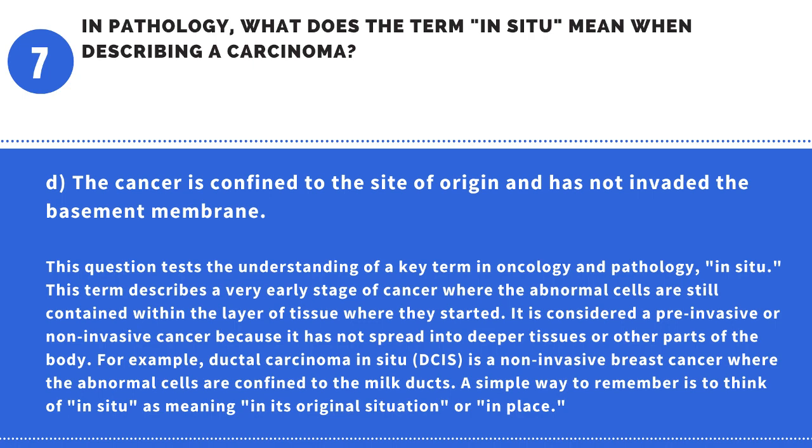For example, ductal carcinoma in situ, DCIS, is a non-invasive breast cancer where the abnormal cells are confined to the milk ducts. A simple way to remember is to think of in situ as meaning in its original situation, or in place.